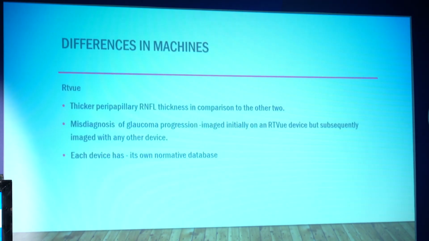So the difference in machines we have to keep in mind. If we use RTVue, it generally gives us higher values. So if we use it to assess progression, we get false data.